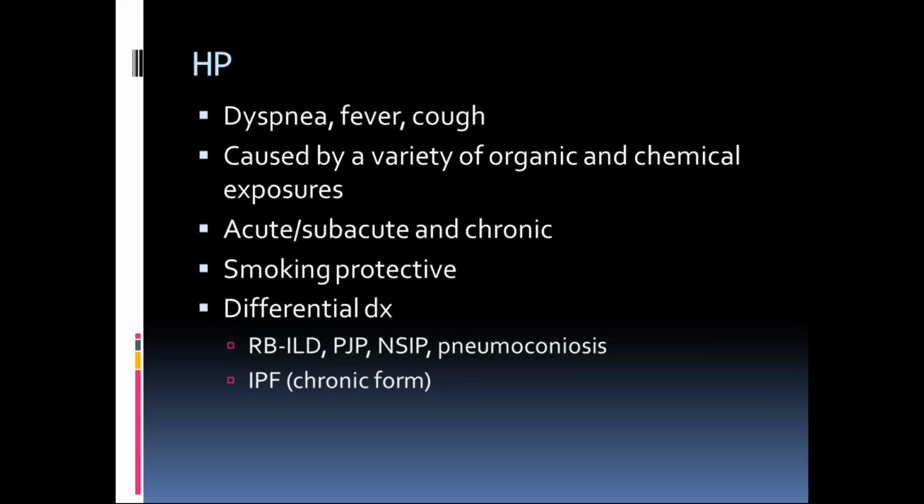And compared to RB-ILD, smoking is actually protective in these patients. They actually develop somewhat of an immunity or a protection against the changes because they've been inhaling all the different chemicals from the cigarettes, that it's actually protective from the different exposures that they're getting. So it's kind of an interesting picture on that. And you can see the differential is pretty much the same as what we've been talking about.